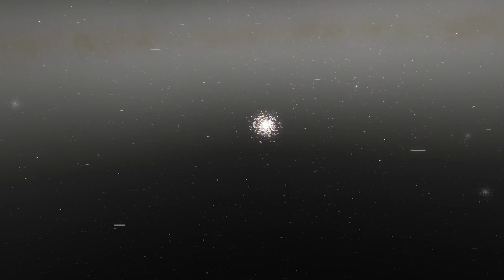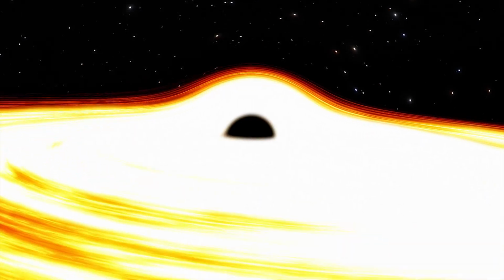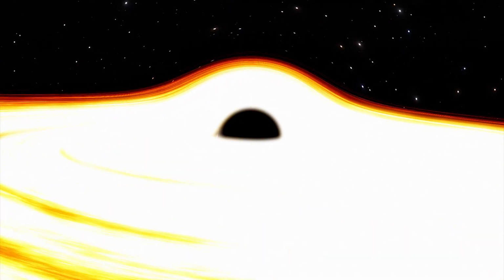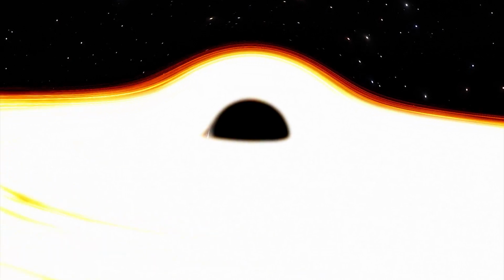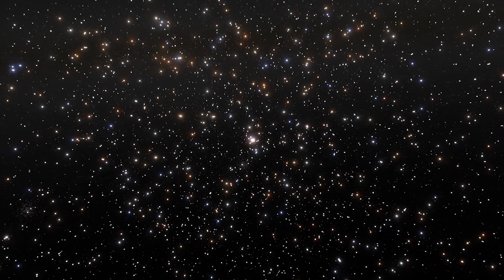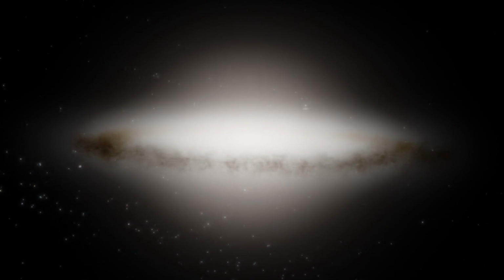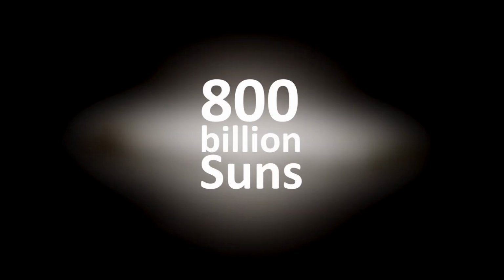They have detected more than 2,000 globular clusters swarming around the core of this galaxy, which has a supermassive black hole at its heart, 250 times more massive than the black hole in our own galaxy. Sombrero Galaxy has at least 100 stars for every human on Earth, and there are over 7 billion people. The galaxy spans 50,000 light-years across and has a mass equal to about 800 billion suns.